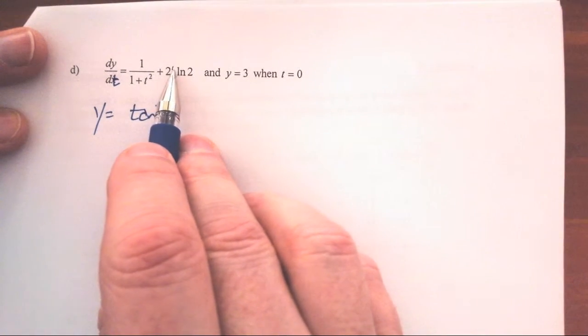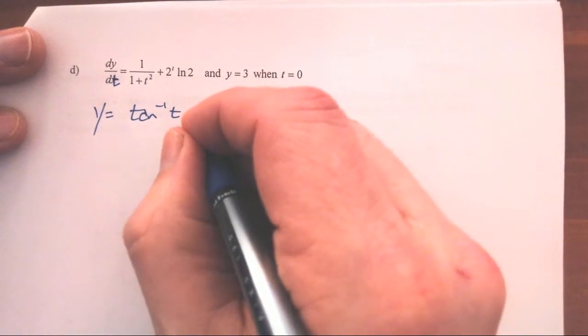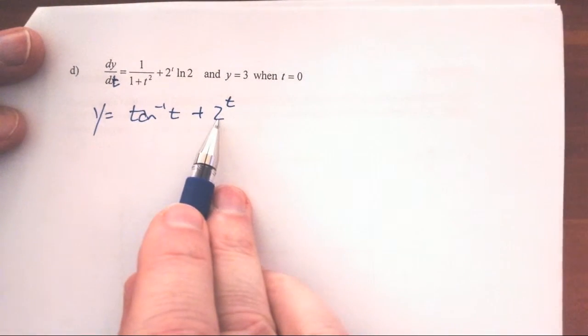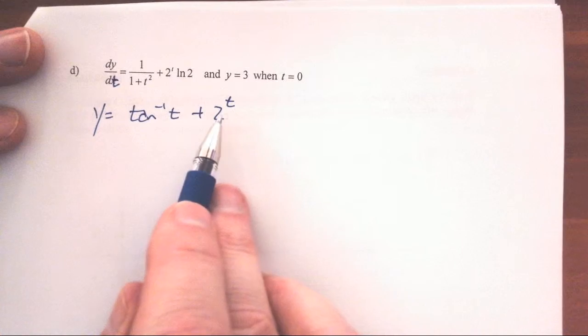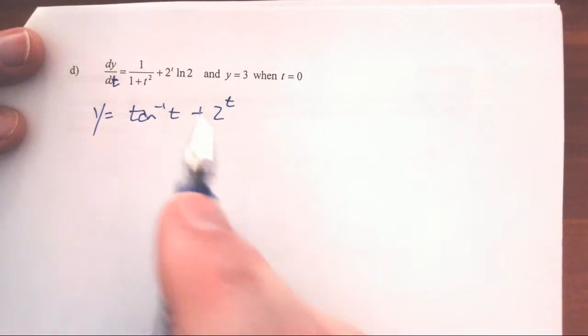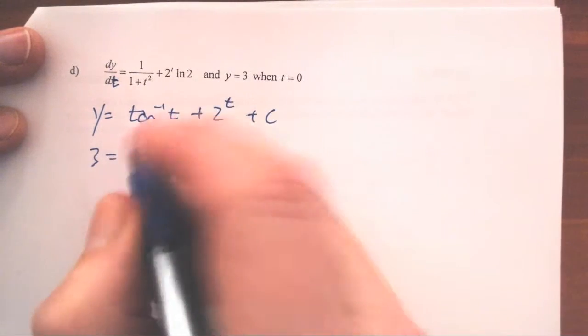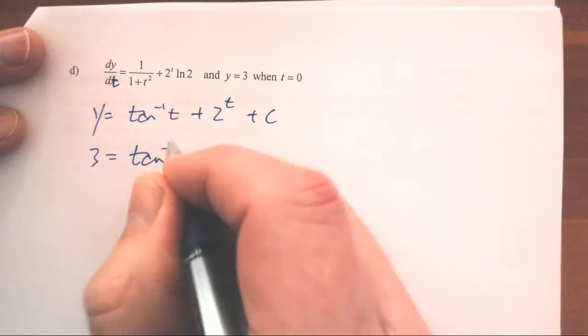2 to the, punishing the 2. Okay, I'm getting this now, plus 2 to the t. If I take the derivative of this, I need 2 to the t, but it's not an e, so punish the 2, ln 2, plus c. y is 3 when t is 0.